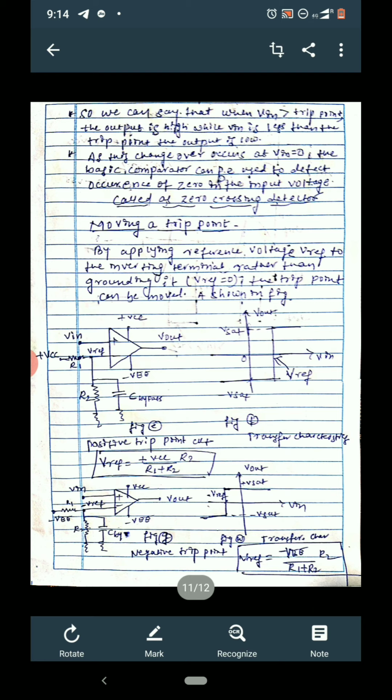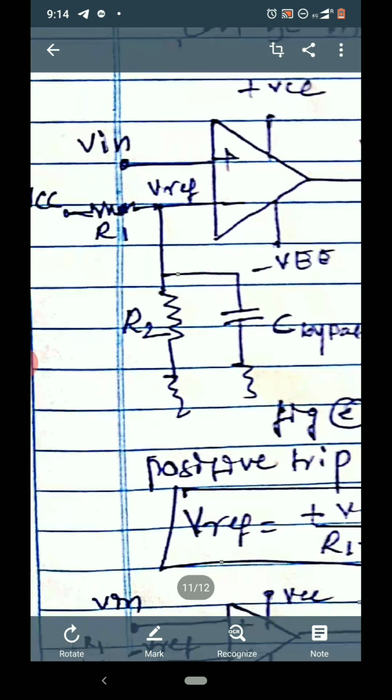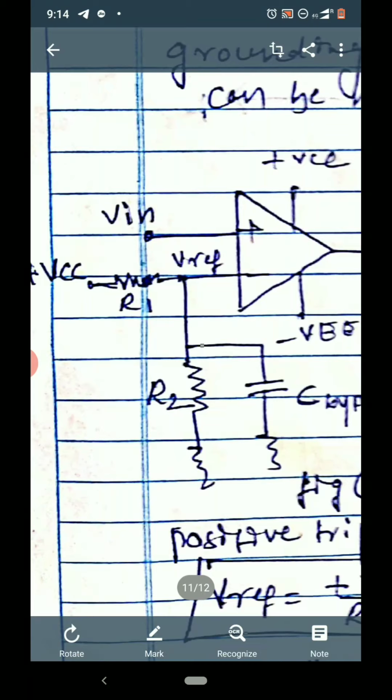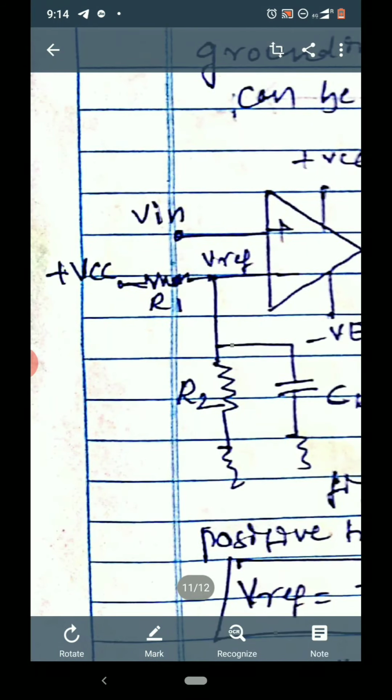So in this case, how can you do this? Just observe this diagram. V input is given to the positive terminal and V reference is given to the negative terminal. Earlier V reference was 0. Now observe, V reference is given with an external supply plus VCC through a voltage divider circuit, using R1 and R2 resistances.